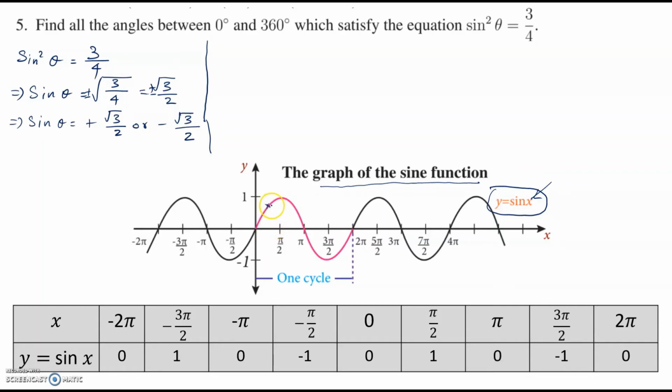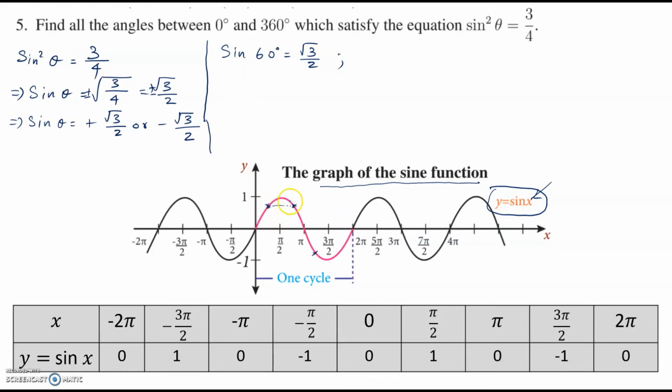So the same value, which is root 3 by 2, will occur in at least two places in the curve. And we are given that the domain of the function is between 0 to 360 degrees. So it's only from 0 to 360 degrees within this interval. So this is sine 60 degrees. So we can say sine 60 degrees is equal to root 3 by 2.